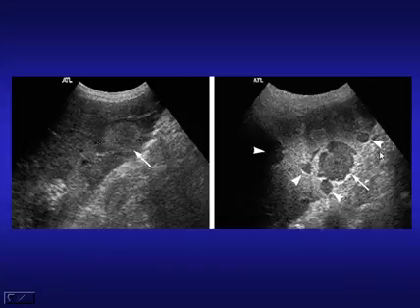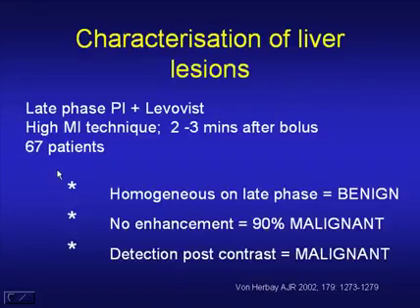Another example showing demonstration of sub-centimeter lesions in relation to a large metastasis with an enhancing rim. Very clear definition, very important for surgical planning. So that's detection. It works.